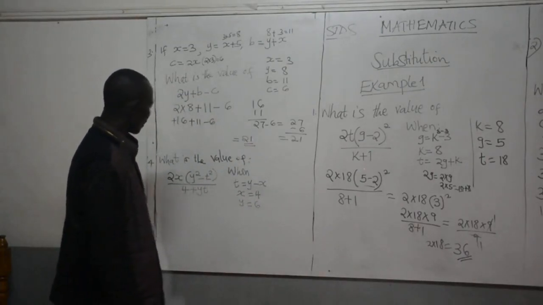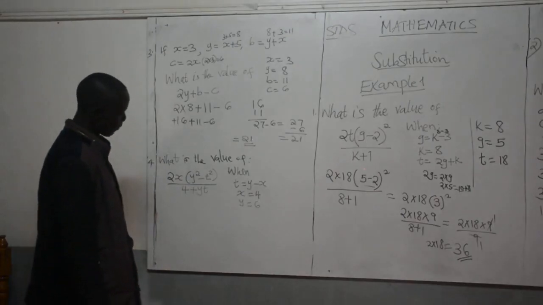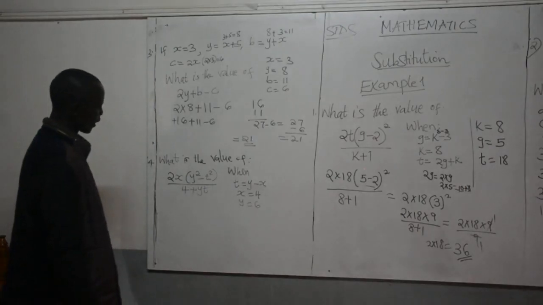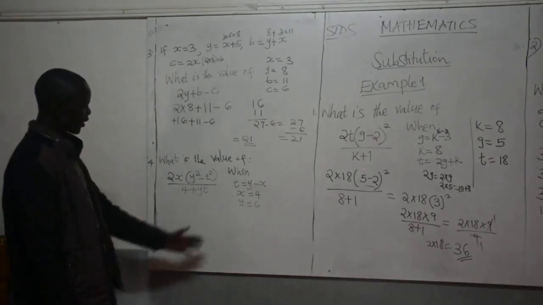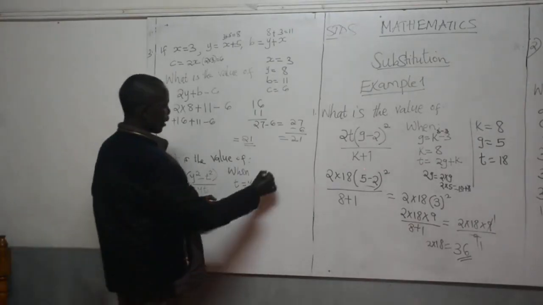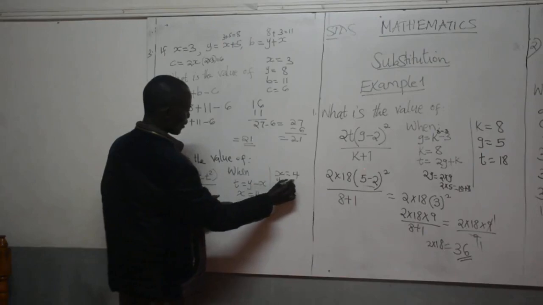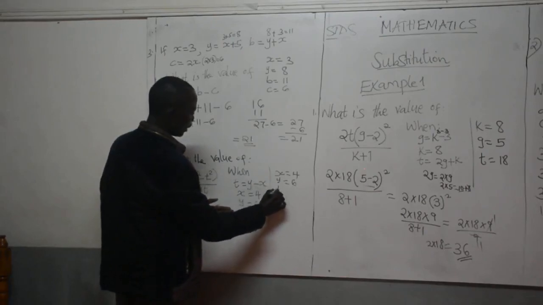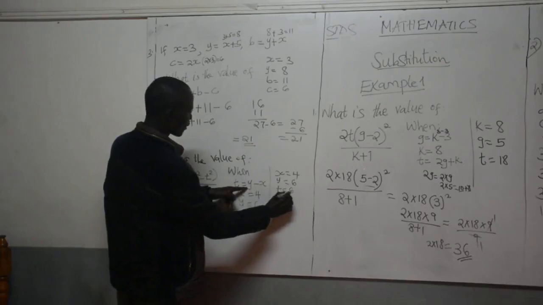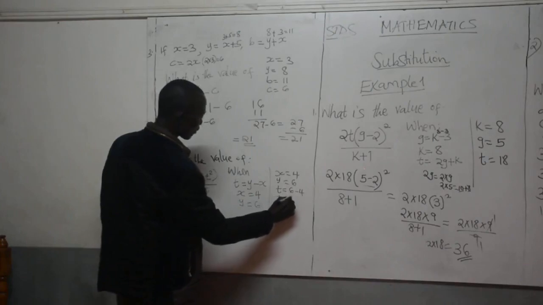Now let us also look at this example. They have said what's the value of 2x, that is y squared minus t squared in bracket, we divide by 4, plus yt. So let us get the exact values of the unknowns from here. We have x is equal to 4. We have y is equal to 6. Then we have t is equal to y, which is 6, minus x, which is 4. So the value of t is equal to what? t is equal to 2.